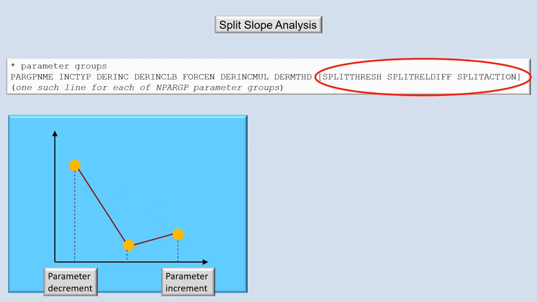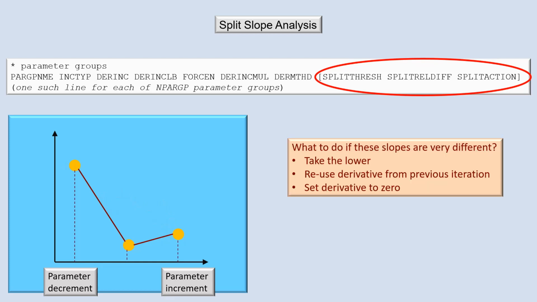Under these circumstances, I can tell PEST to do one of three things. Take the lower slope, on the basis that it's likely to be the better number, and the higher slope is an outcome of model numerical malperformance. Or I can say set the derivative to 0. Let's assume as a safety measure that the parameter is just insensitive, because assuming a derivative of 0 is better than assuming that or that. Or I could use the derivative from the previous iteration. That's my choice. I select that through these variables.